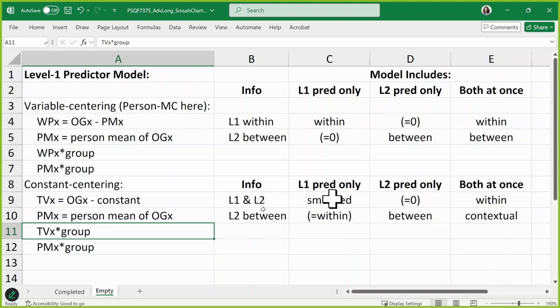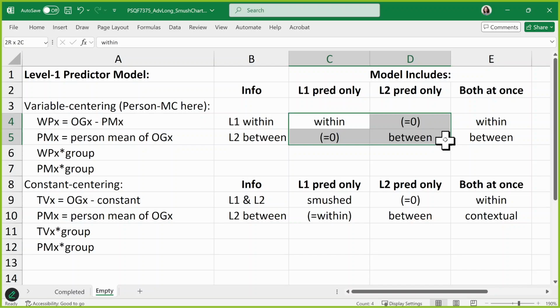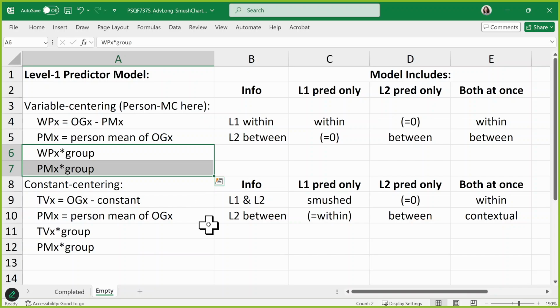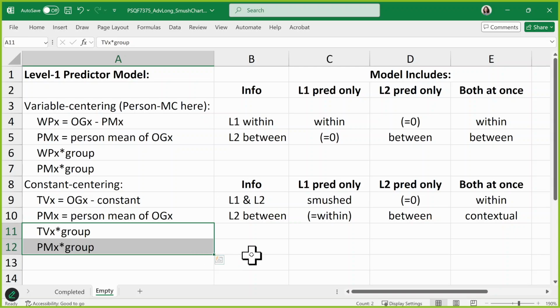To unsmush it, you would have to have the person mean analog interact with group as well. So the same logic of not wanting to screw up your model applies to interaction terms. If you set it up with person mean centering, you're saying the within effect is moderated or the between effect is moderated, or they both could be, and that's fine. But here you do have to have both. Otherwise, you will have a smushed interaction for the level 1 part.